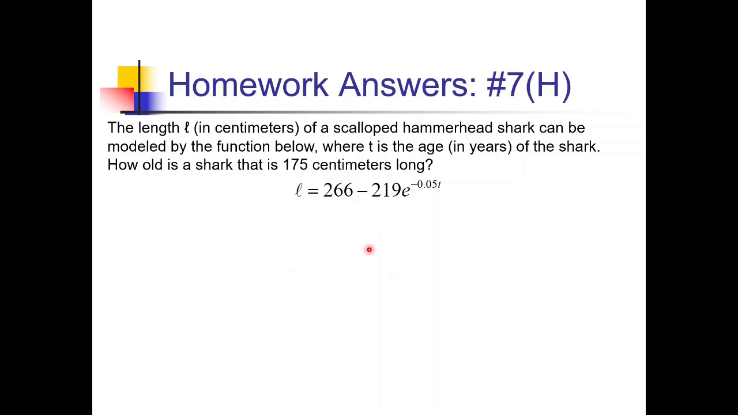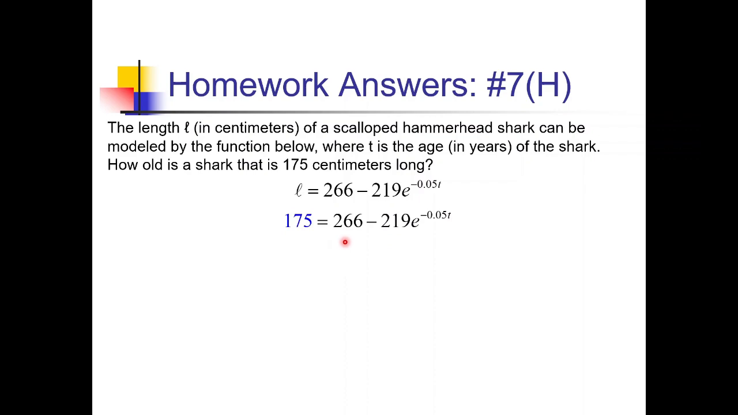For this problem, which is in the honors only set for this homework, we're told that the length of a scalloped hammerhead shark, whatever that is, can be modeled by this function below. And t is the age of the shark. We want to know how old a shark that's 175 centimeters long is. So this actually might be an interesting question to ask. If we're doing 175 centimeters, that means we're replacing L right here with 175.